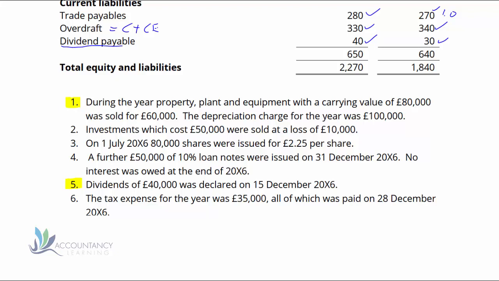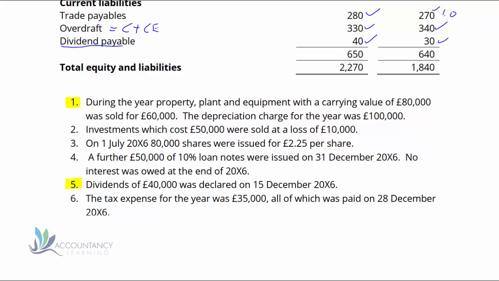So the first one, which is pretty typical, and there's an example of this in the sample assessment. We're told that during the year, property, plant and equipment with a carrying value of 80,000 was sold for 60,000. Now, one thing we need to be aware of in terms of our exam technique is that any numbers that appear in the notes will typically appear twice in our answer somewhere. Notice that in the statement of financial position, each of those numbers has one tick next to it, but with these numbers in the additional notes, we'll need to put 2 ticks.